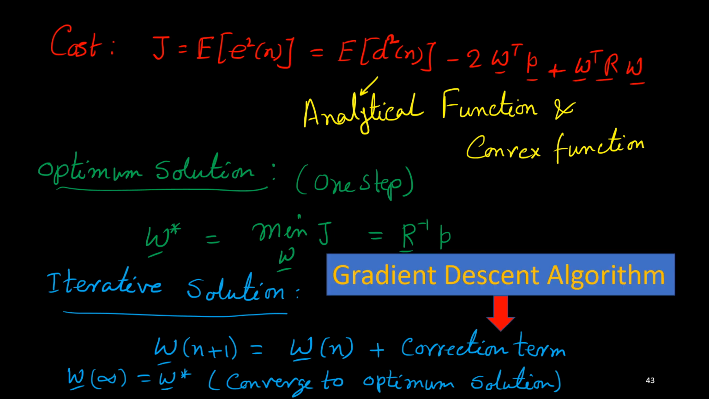For this we'll use the gradient descent algorithm to get those correction terms. This here is the motivation for why we are going for the gradient descent algorithm. We want to get one iterative algorithm for this optimum solution R inverse P. We want to avoid the inverse of the R matrix, yet we want to get the same optimum solution W star using an iterative approach.